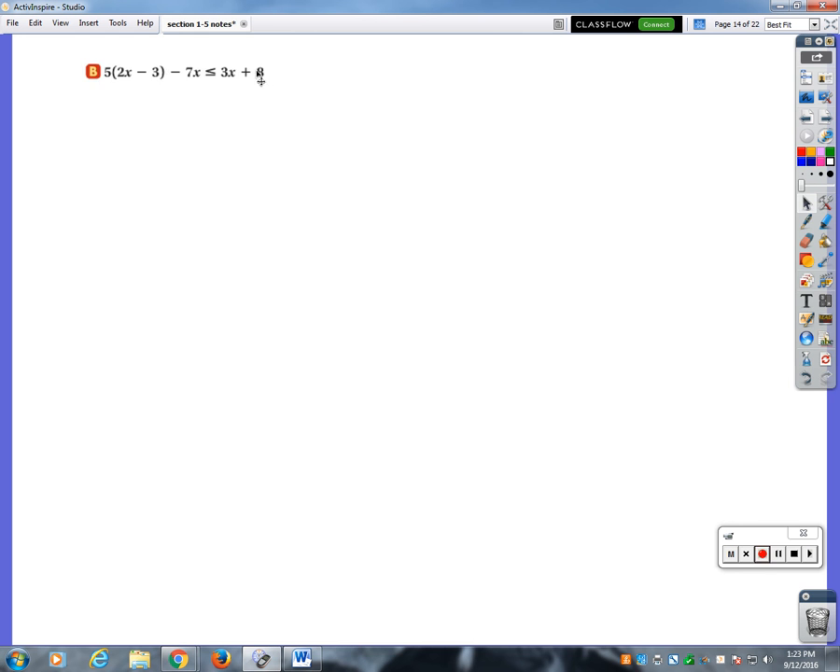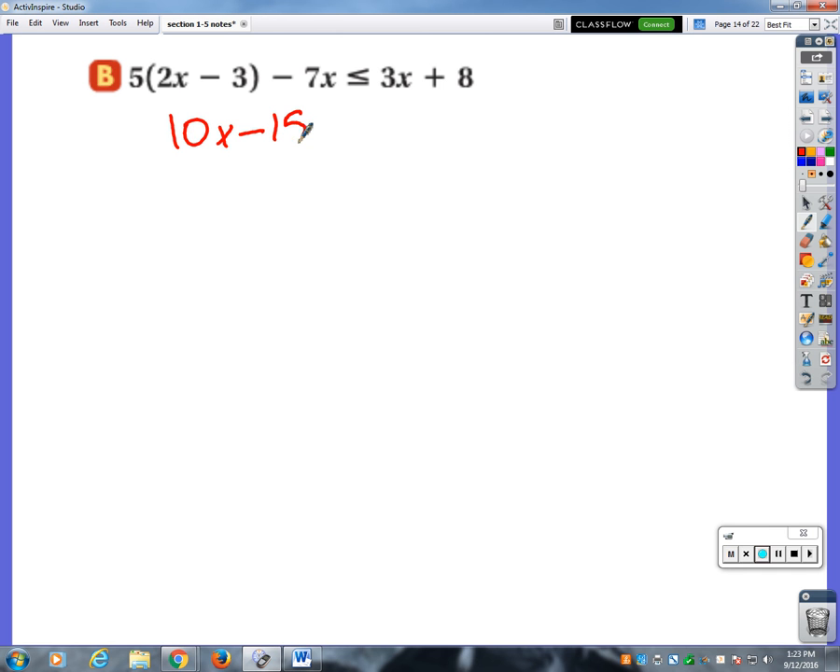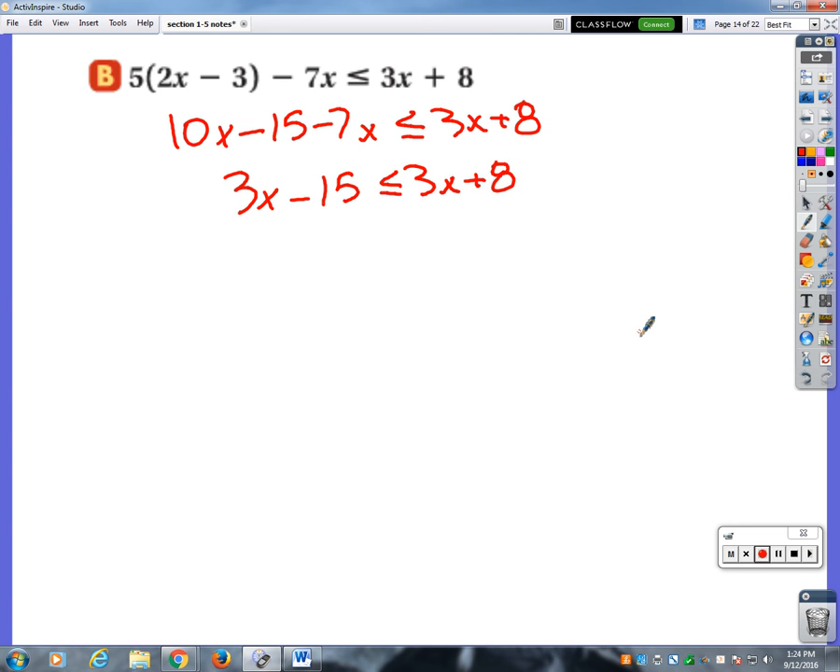Let's try another one of these. First step would be what? Distribute. We're practicing that a lot, so we got 10x minus 15 minus 7x is less than or equal to 3x plus 8. And then, what? No, we're not plugging in anything. Simplify. How do I simplify? What like terms can I combine? The 10x and the negative 7x will simplify to be 3x minus 15. And then this stays as 3x plus 8. Since I have a 3x on both sides, what can I do with those? Just get rid of them. Take those out. So that leaves me with negative 15 is less than or equal to 8.